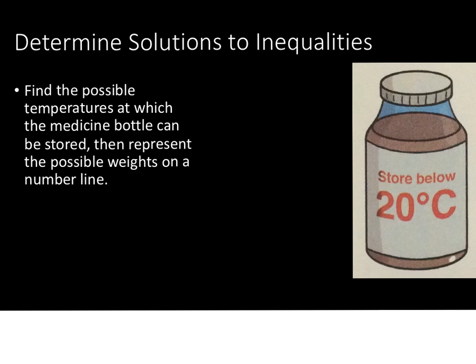Alright, so let's take a look at this one. It says, find the possible temperatures at which the medicine bottle can be stored, then represent the possible temperatures on a number line. So this says store below 20 degrees Celsius. So that means that my temperature, we'll say T, has to be less than 20 degrees.